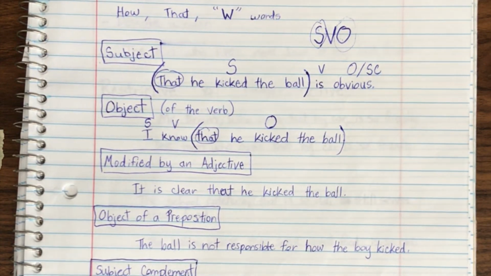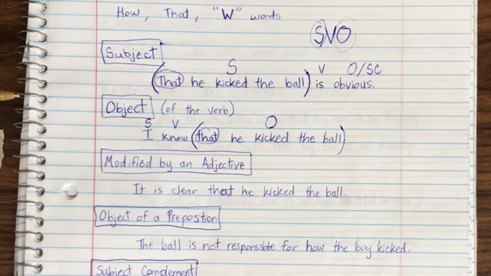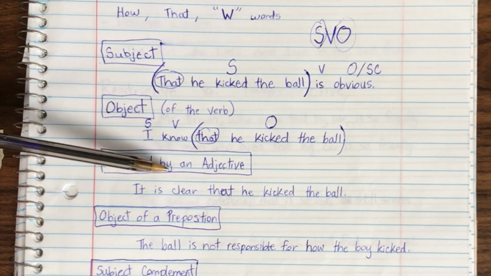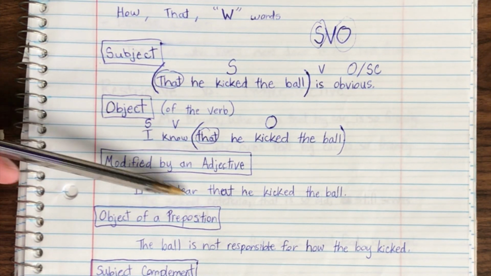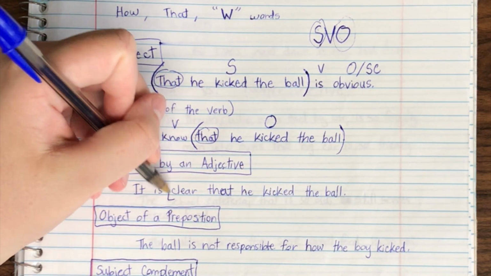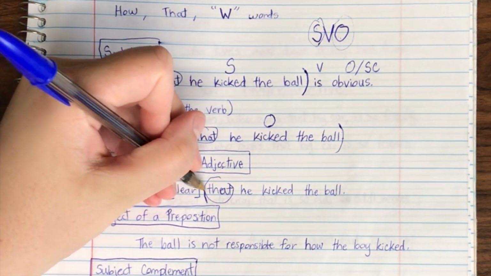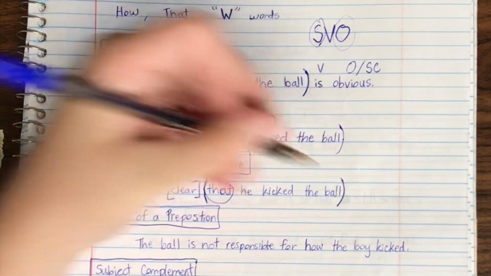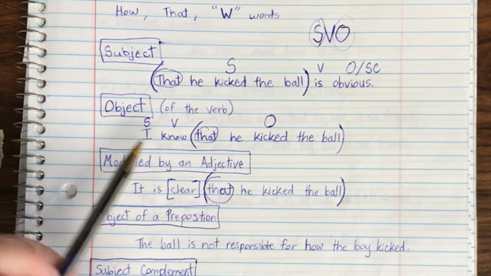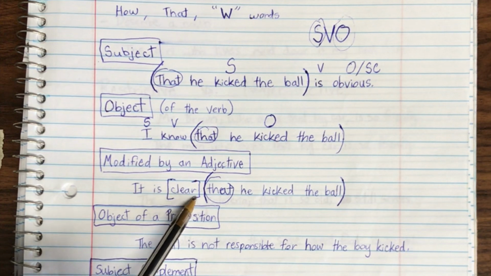The next two are pretty easy. They're easy to find in the sentence because they come after a specific word. The first one comes after an adjective. This is noun clauses that are modified by an adjective. It is clear that he kicked the ball. So clear is your adjective right there. That is your marker. Your noun clause is that he kicked the ball. These clauses modified by an adjective almost always come right after an adjective, such as clear, quickly, etc.